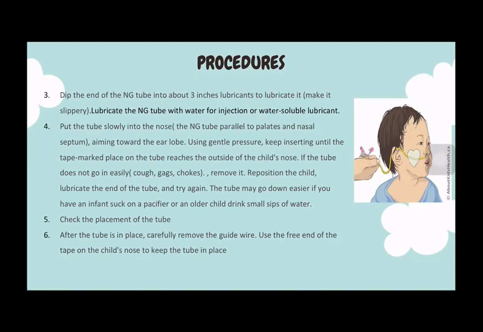And next you check the placement of the tube. This I will explain later. After the tube is in place, carefully remove the guide wire and use the free end of the tape on the child's nose to keep the tube in place. Next slide.